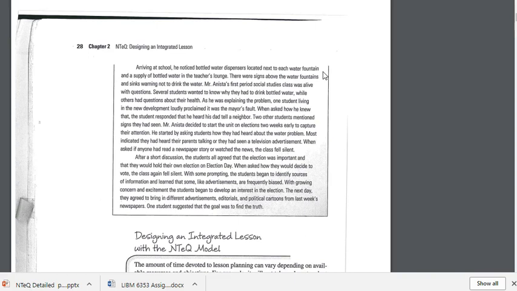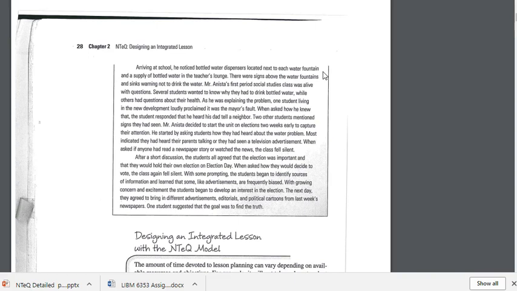He started by asking students how they had heard about the water problem. Most indicated they had heard their parents talking or they had seen a television advertisement. When asked if anyone had read a newspaper story or watched the news, the class fell silent. After a short discussion, the students all agreed that the election was important, that they would hold their own election on election day. When asked how they would decide to vote, the class again fell silent.